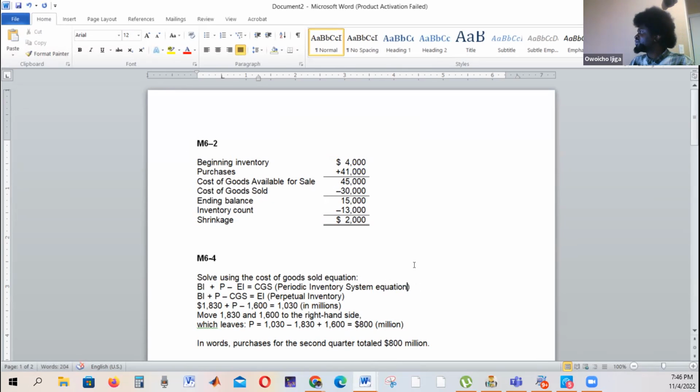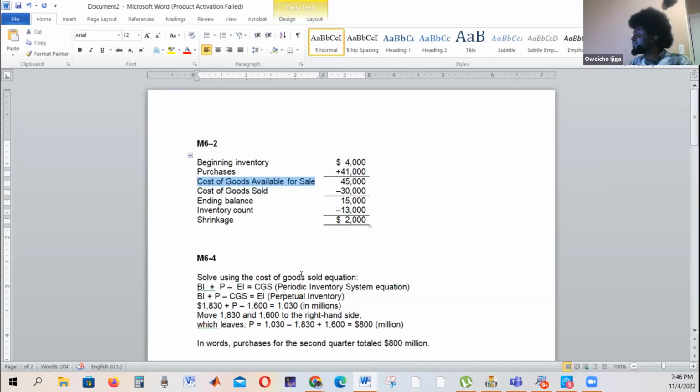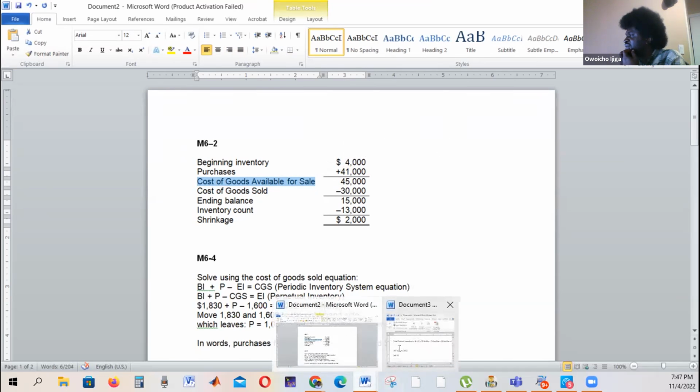Are we together? I believe we are together. So when you add the beginning inventory plus the purchase, it gives you the cost of the goods that are available for sale. That is the goods that are available for sale. How much will it cost you to sell them? It gives you that amount.